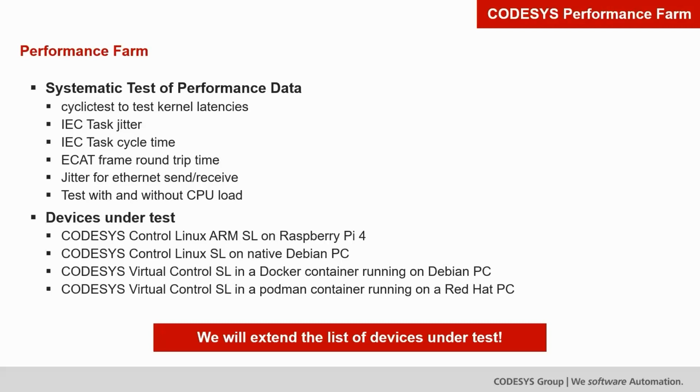Of course, this is not done only on one system. At the moment, we have 4 systems on test. This is a Raspberry Pi with our Control Linux ARM SL. Then we have the Control Linux SL on the native Debian PC. And we have 2 times the virtual control. One time it's running on a Debian PC in a Docker container. And another one is running on a PC with a Red Hat Linux in a Podman container. And of course, this is not the final list. We want to extend that list to provide comprehensive real-time performance data to you.